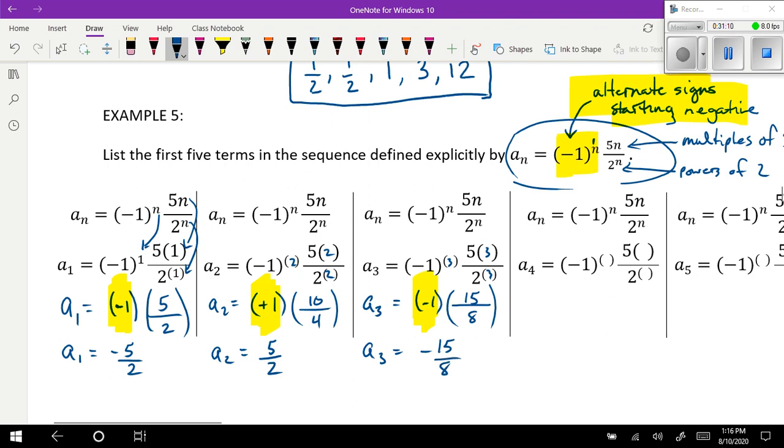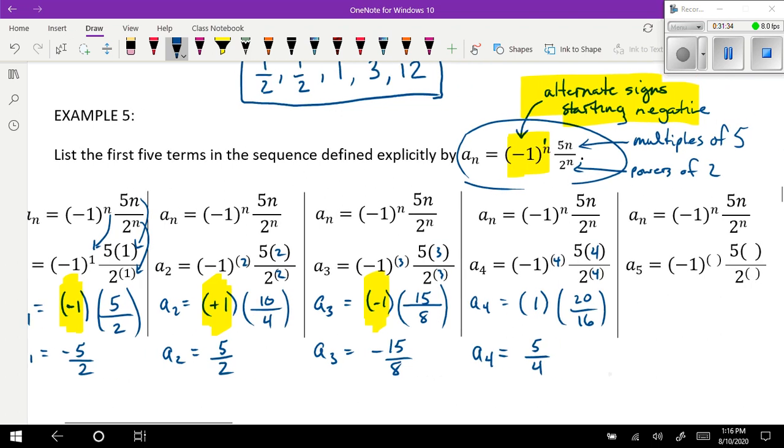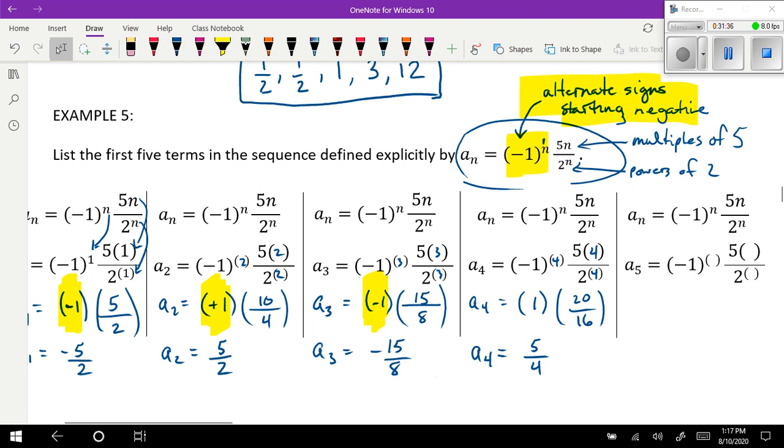There you go. A sub 4 means put a 4 in everywhere you see the n. So my a sub 4 is -1 to the fourth, which is again +1. I'm just going to write 1 this time. 5 times 4 on my numerator is 20. 2 to the fourth on the denominator is 16. So my a sub 4 is equal to 5 over 4. Everything going okay? And then now we're going to do our a sub 5.